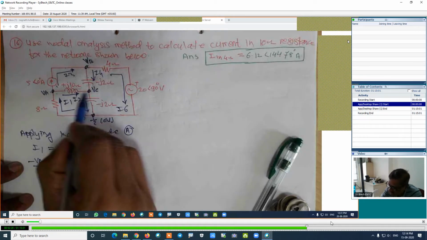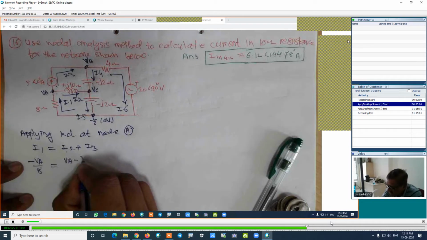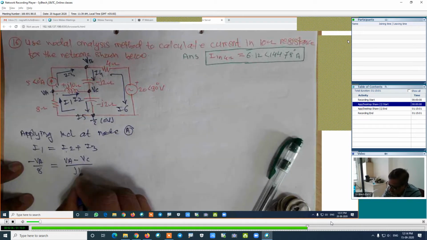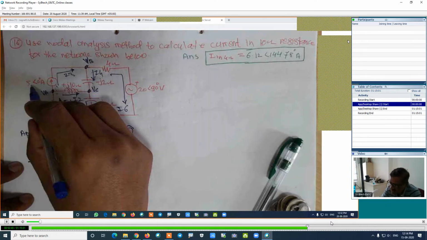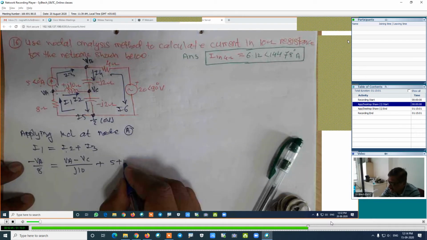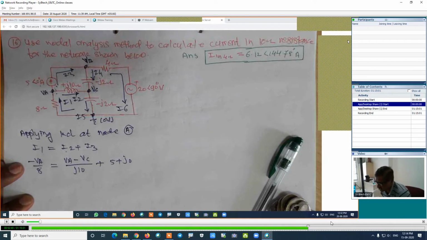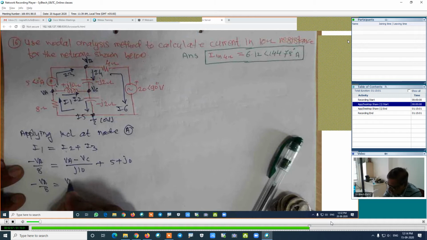I2 is the current in this branch, VA minus VC divided by j10. It is VA minus VC divided by j10 is the value. Is it right? Plus I3. I3 is the current in this branch, which is 5 angle 0 degree. I can take this directly like this. There is 5 plus j0, or only 5 is sufficient. Is it right? We will simplify this equation. This is minus VA upon 8, which is equal to VA divided by j10 minus VC divided by j10 plus 5.